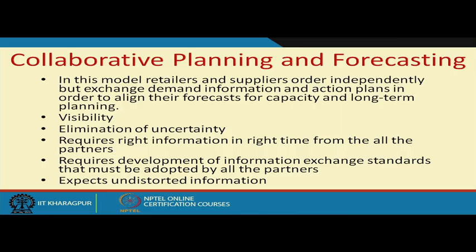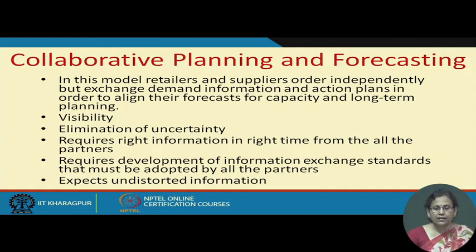but they will be planning together. They will be together making their production plan. So, now in this model, the retailer and the suppliers order independently, but they exchange the demand information and action plans in order to align their forecast for capacity and long term planning. Here there is visibility, and this visibility ultimately reduces your uncertainty.